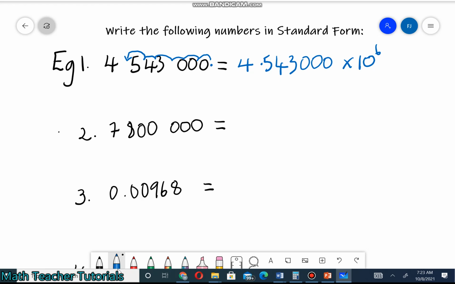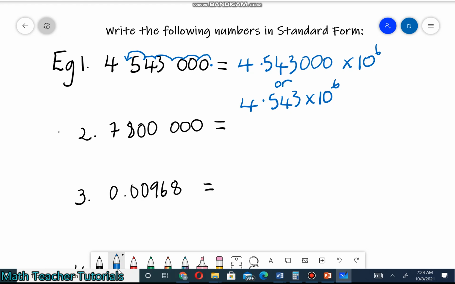Now, I want to point out to us that the zeros in this case have no value. So this number can be written as 4.543 times 10 to the 6th power. So once the zeros are to the right of the decimal point, at the end of the decimal, and they are not in between any other non-zero numbers, then they have no value.